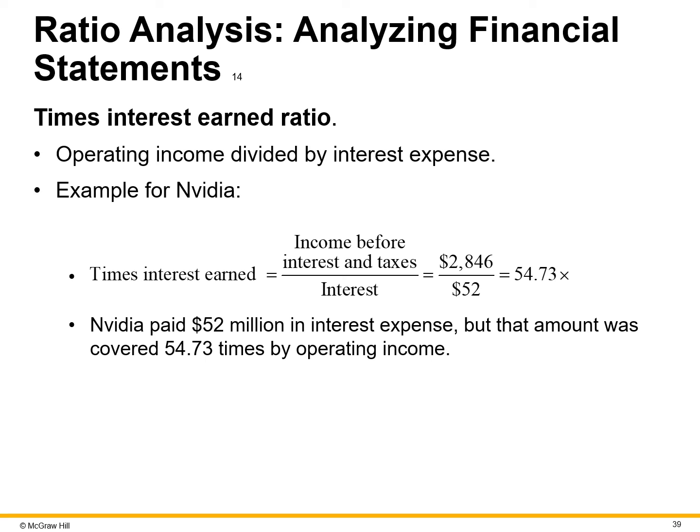Time interest earned ratio equals the operating income divided by the interest expense. It is a measure of the safety margin a company has with respect to the interest payments it makes to its creditors. A low time interest earned ratio indicates that even a small decrease in earnings may lead the company into financial strain.